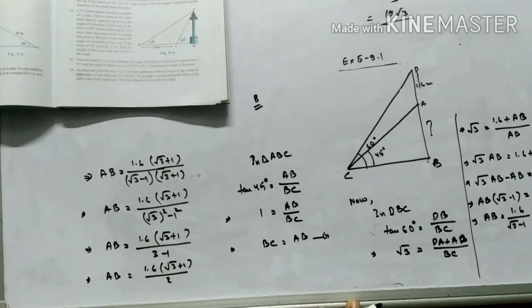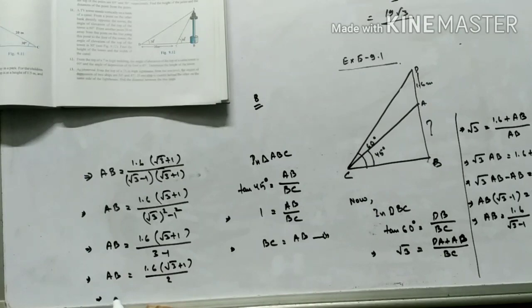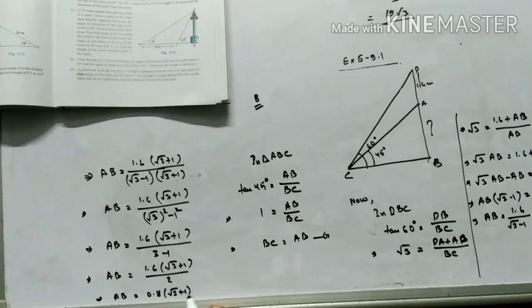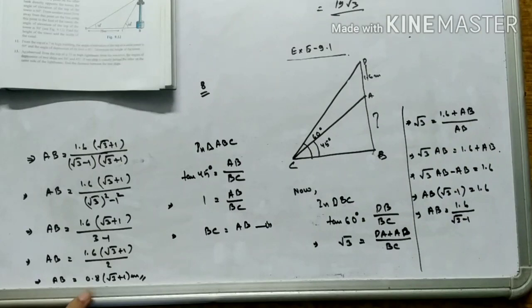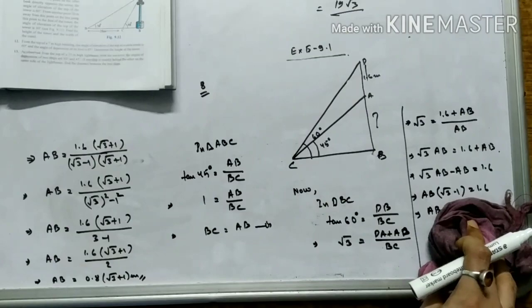Now this 1.6, if you divide it by 2, you will get AB is equal to 0.8 (root 3 plus 1) meter. This is the answer. Understand? What is the height of the pedestal? The height of the pedestal, that is AB, is 0.8 (root 3 plus 1) meter. Okay, next I will go to question number 9.